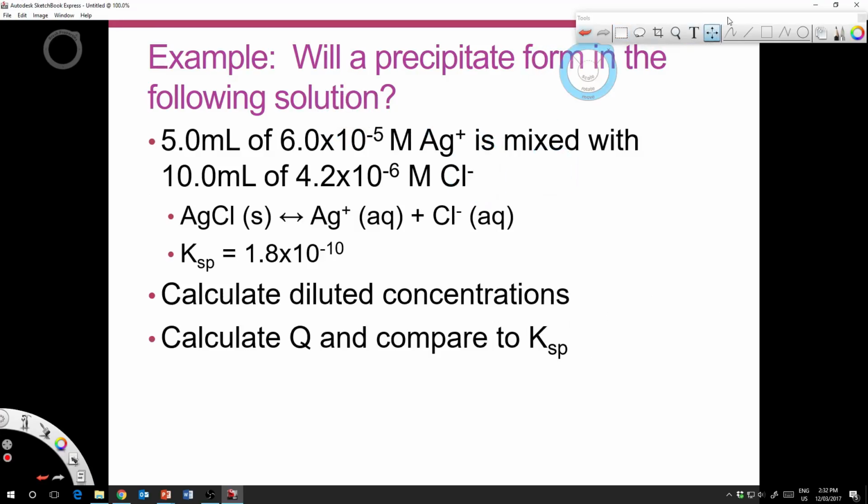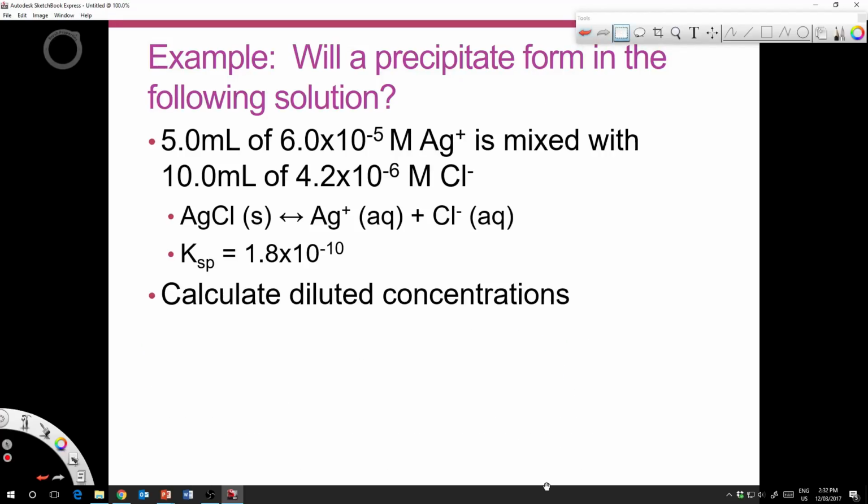Okay, so the dilution concentrations, we'll calculate that first. So let's move this stuff down here for now. All right, so dilution concentrations will be as follows. So we need to know what are the concentrations of Ag+, and this we can take the original volume.